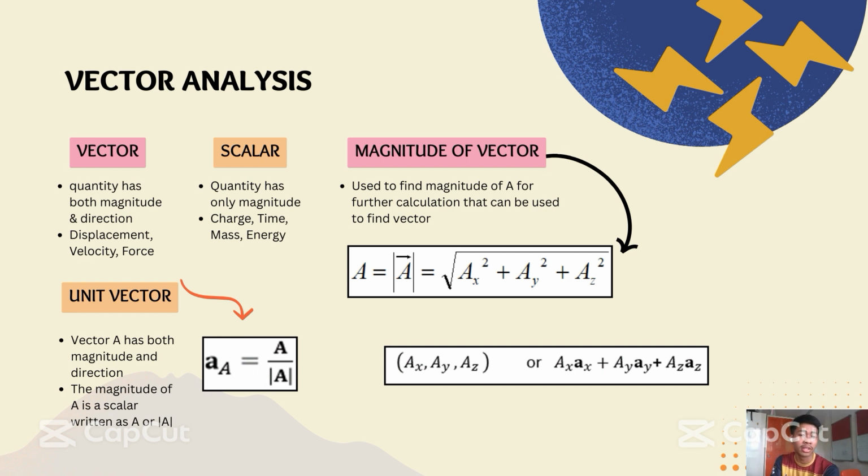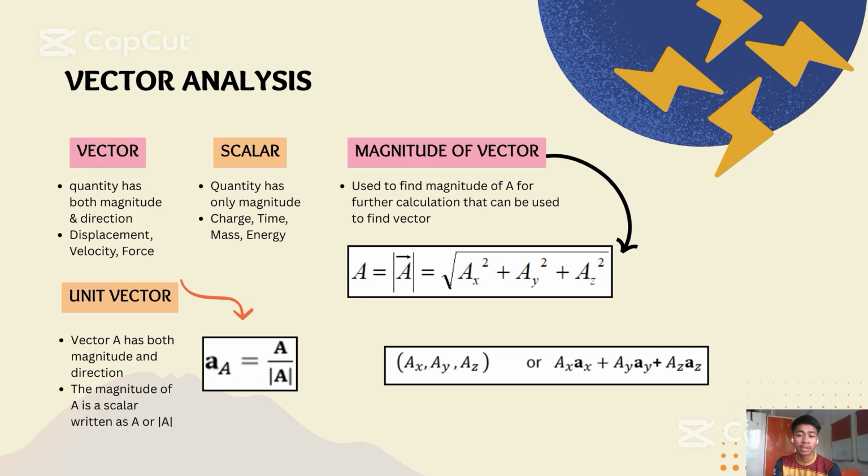For vector analysis, a vector is a quantity that has both magnitude and direction. For example, displacement, velocity, and force. Scalar is a quantity that has only magnitude, such as charge, time, mass, and energy. For magnitude of vector, we use it to find the magnitude of A for further calculation that can be used to find unit vector. So this is the formula that we use.